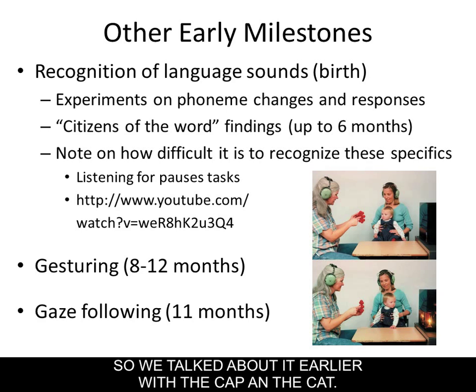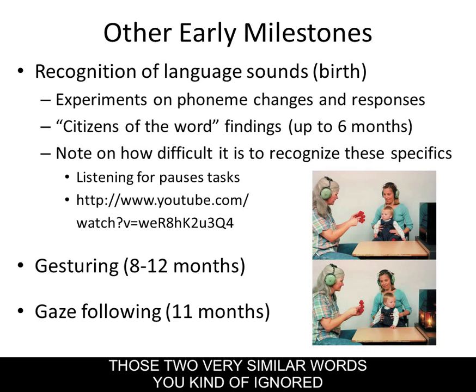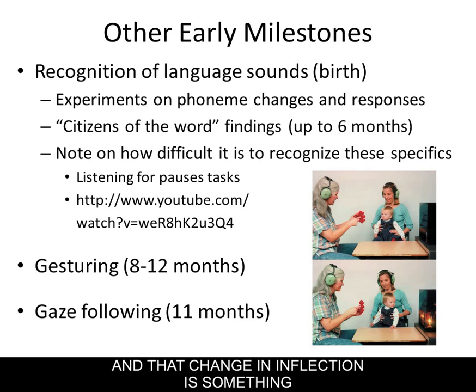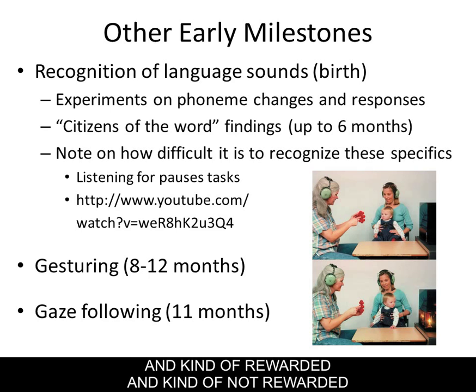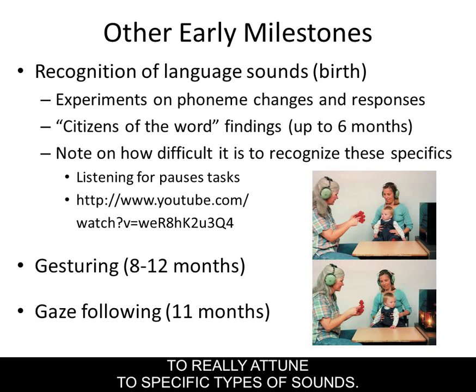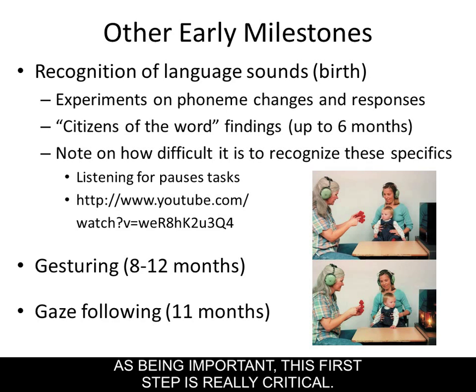So we talked about it earlier with the cat and the cat. Those two very similar words, you kind of ignored that change in inflection between the two A's. And that change in inflection is something that children are initially attentive to. Only after they've experienced a specific language and been rewarded and kind of not rewarded for picking up on specific sounds do children start to really attune to specific types of sounds. And even though we might not think of this as being important, this first step is really critical.